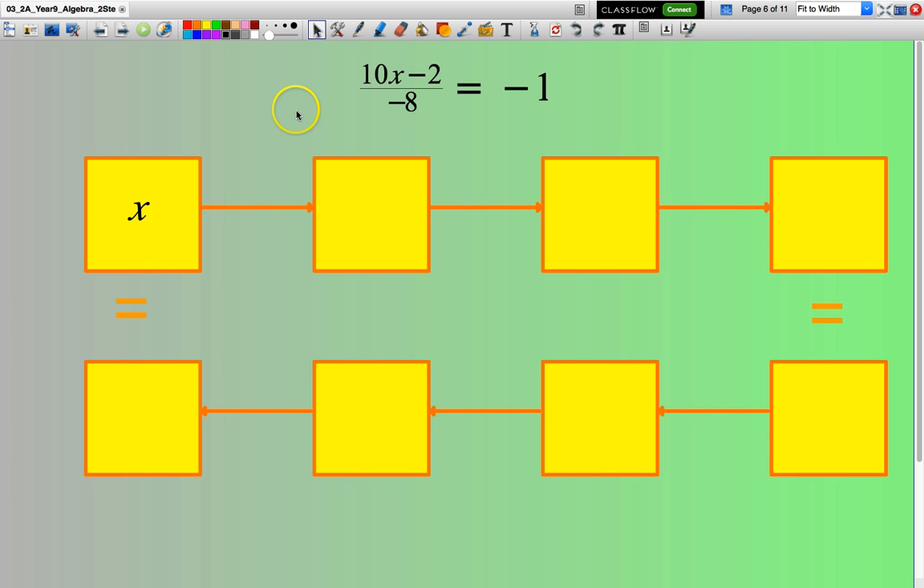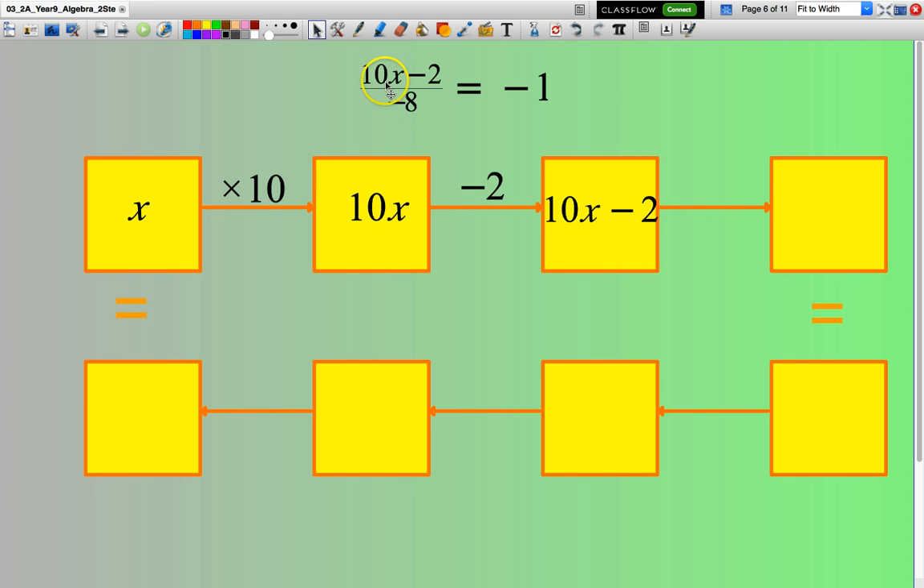So our equation is 10x subtracting 2 dividing by negative 8 equals negative 1. So I'm trying to find x. So what's the first thing that I actually do to x? The first thing I do to x is I need to multiply that by 10. So I multiply by 10, which gives me 10x. Then what do I do to 10x? The next part of the story is I will subtract 2 from that. So subtracting 2 from 10x will give me 10x minus 2.